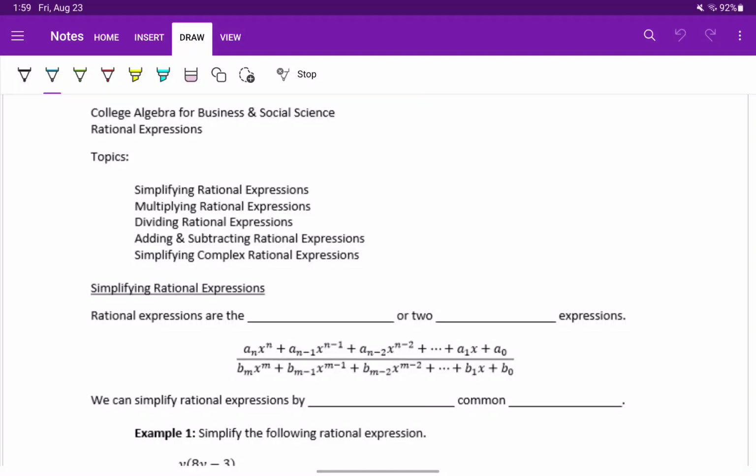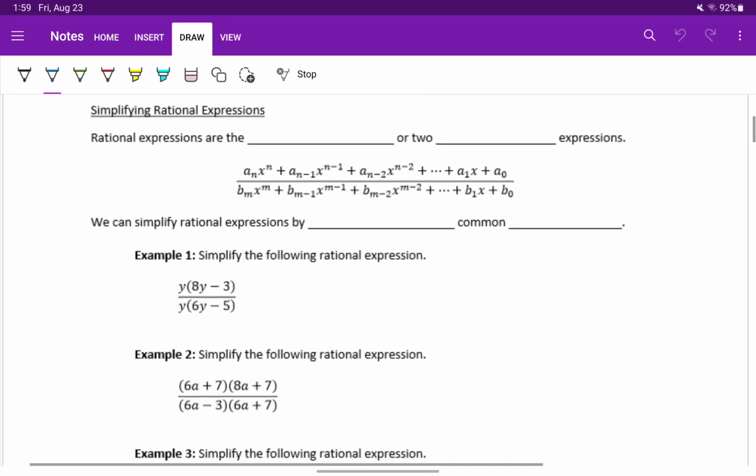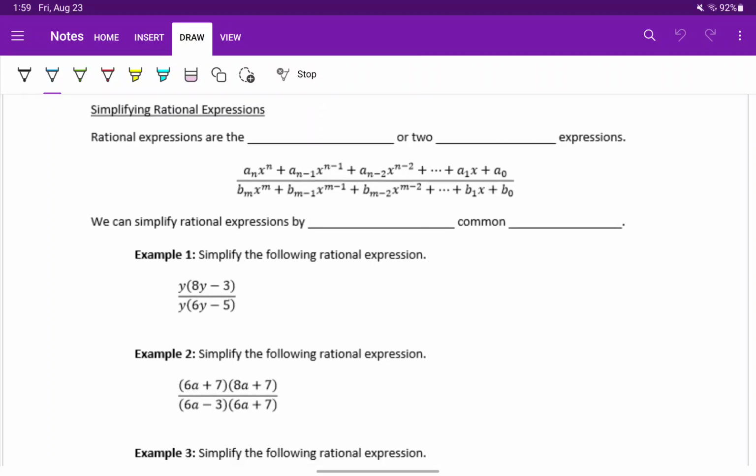Our next topic is going to be rational expressions. We're going to look at how we can simplify them, perform arithmetic operations on them. But first we want to define what a rational expression is, and it's just the quotient of two polynomial expressions. So we have a polynomial expression divided by another polynomial expression.